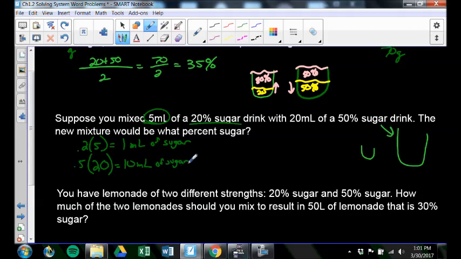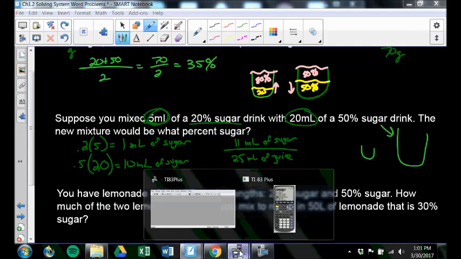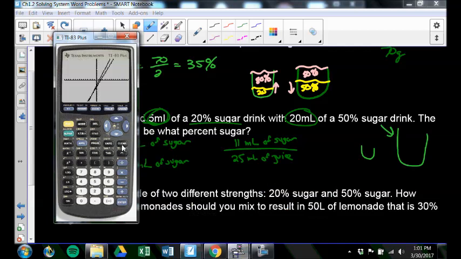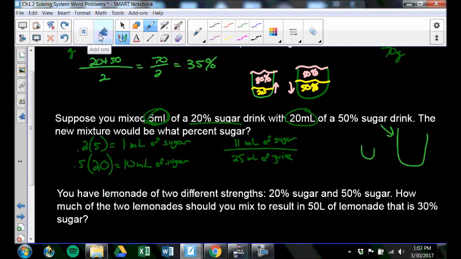So when I combine the two together, if I add the two up, I'm going to have 11 milliliters of dissolved sugar out of a total possibility of 25 milliliters of lemonade. Because the 5 milliliters plus the 20 milliliters gives me 25 milliliters. So there's the amount of sugar out of the total juice. So now we'll divide them and find the percentage. 11 divided by 25 is going to be 0.44, 44%.